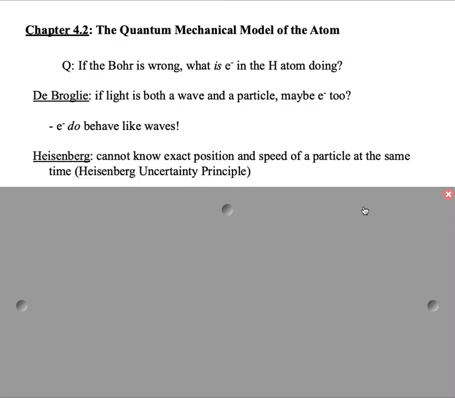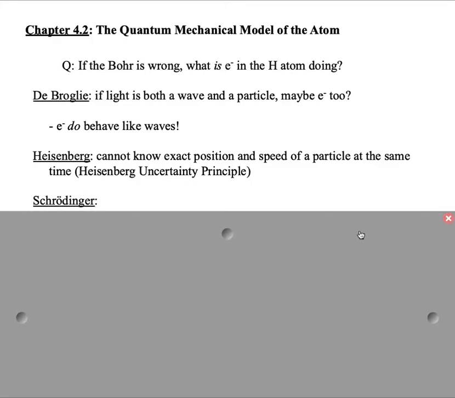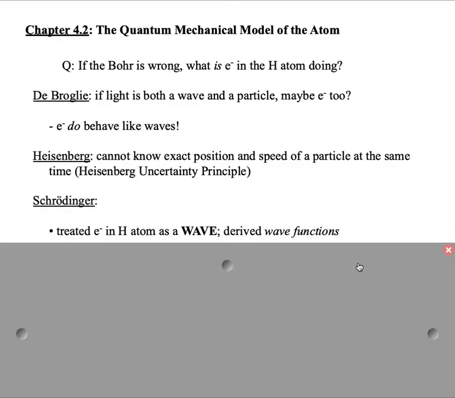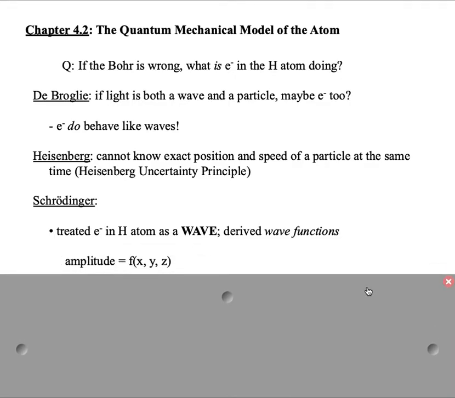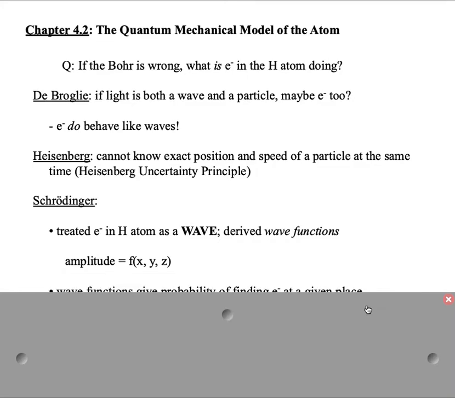Heisenberg, in the famous Heisenberg uncertainty principle, said we can never know the exact position and speed of a particle at the same time. So we should stop trying to think about the electron, particularly in the hydrogen atom, as having a particular location or pathway. Schrödinger said, well, I'm going to consider the electron in the hydrogen atom as a wave rather than a particle. And he derived wave functions. Wave functions are mathematical functions that give the amplitude of the electron wave in terms of the three Cartesian coordinates.